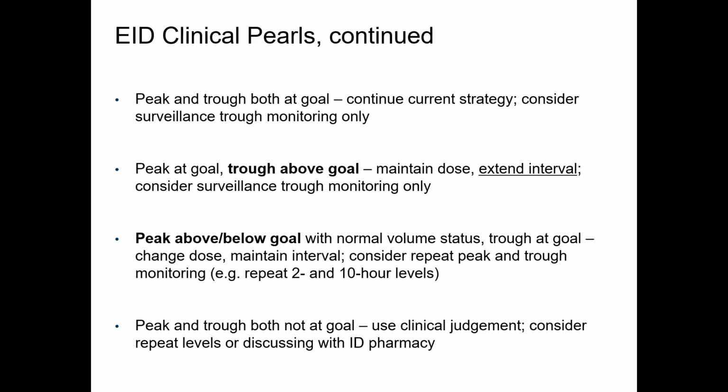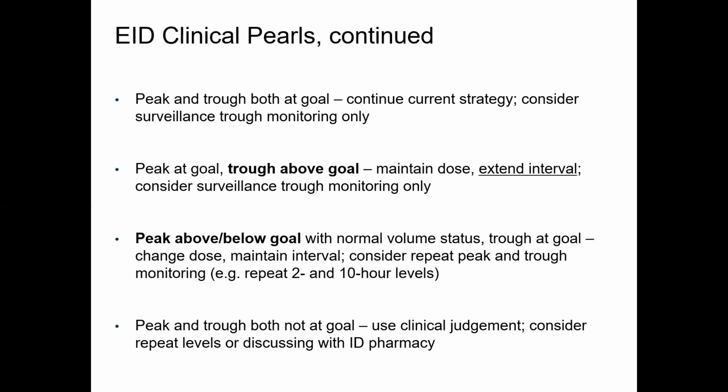If your peak is at goal, but your trough is high, that suggests that you have given enough drug to reach your peak, which is our goal, but your patient's just not clearing the drug fast enough, and so it's recommended to extend that interval from, say, Q24 to Q36. And because you already know that your peak has reached its goal, you can consider just surveillance trough monitoring at that point, rather than continuing to get 2 levels with each set of monitoring.